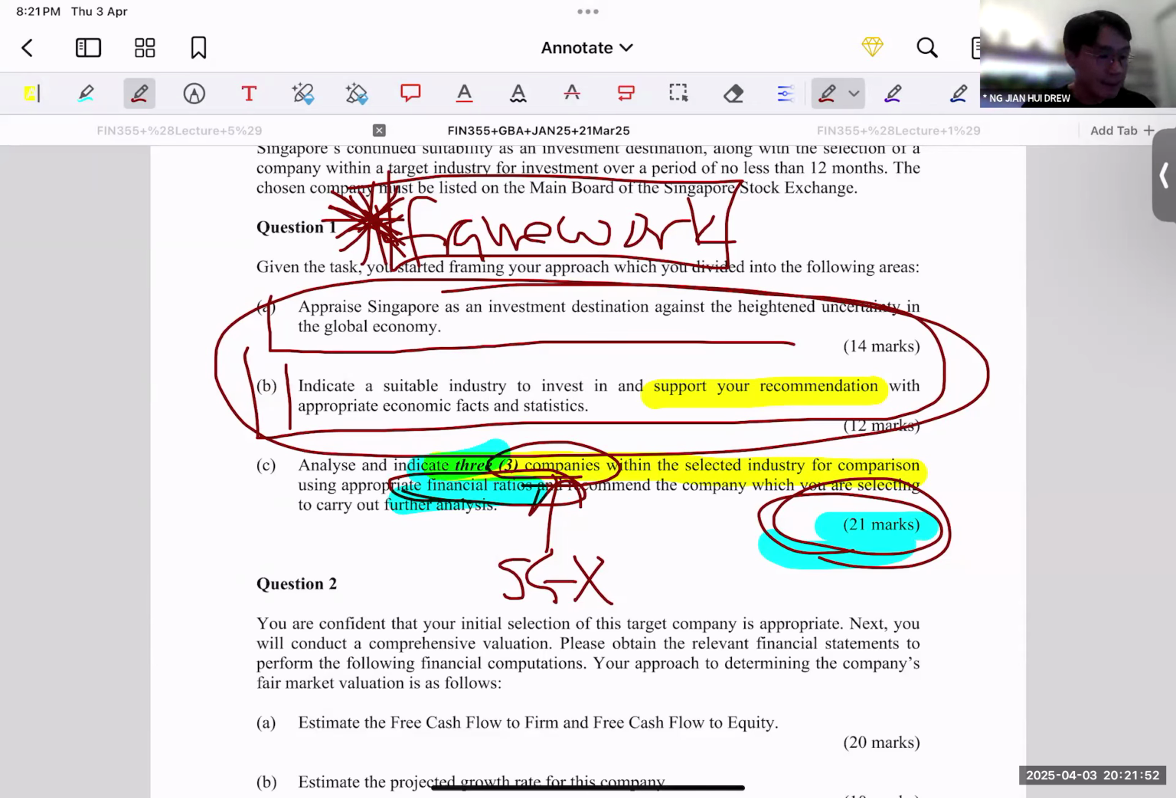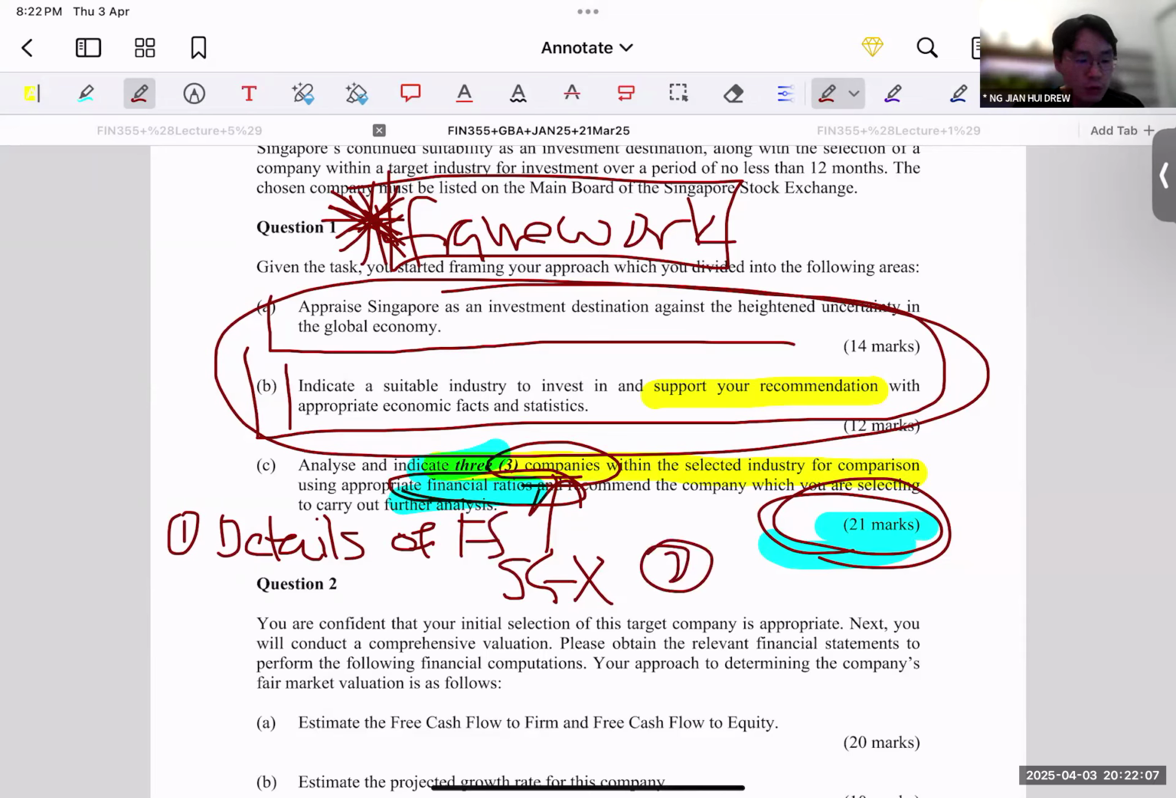Then the second point. Point one is you need to go into the details of the FS, the financial statement. Number two, we need to do three companies, and I think one or two groups did 3 years. So you do this thing called longitudinal analysis, meaning that you look at 3 years. This is the right way to do it. This is correct. This is very good.